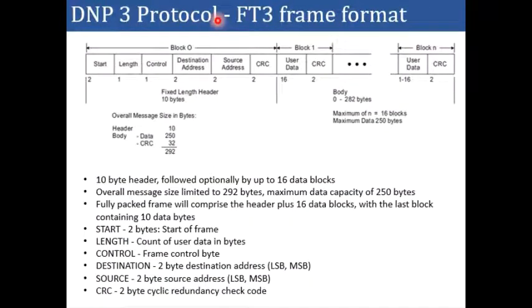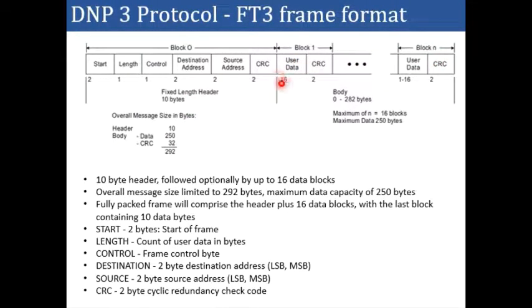Now the DNP3 protocol frame format. So we use the FT3 frame format at the link layer level, where the size of the link layer protocol data unit is 292 bytes. The first block of the frame is the header frame, which is 10 bytes. Then we have 16 blocks of data.